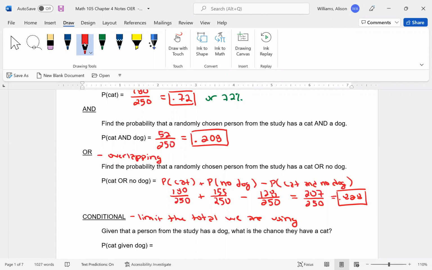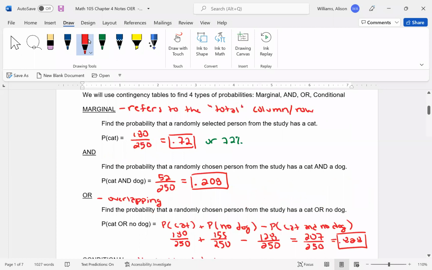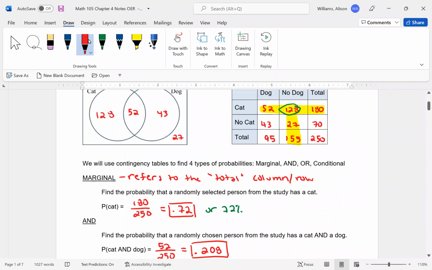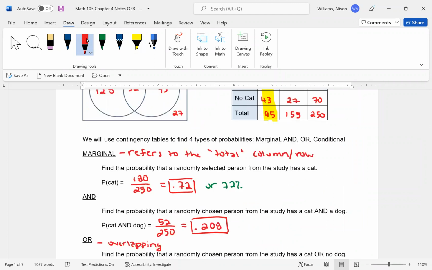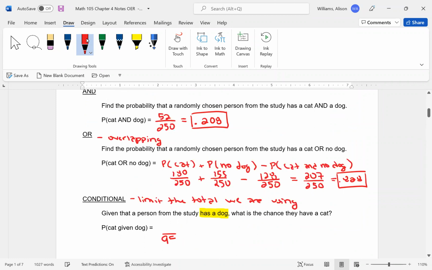So given that a person from the study has a dog, what is the chance that they will have a cat? So I'm no longer looking at everybody in the study. I'm only looking at the people who have a dog. Oops, I thought I hit the highlighting button and I didn't. Highlight, who has a dog. So I only want the people who have a dog, which means when I come back up here, erase my highlights, people who have a dog. So that's this column right here. So there are 95 people who have a dog, and that's the only group I'm looking at. I'm only looking at those 95 people. So I'm only working out of 95 now, not 250.